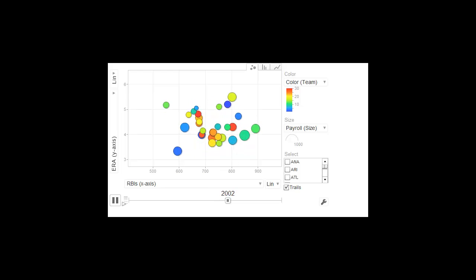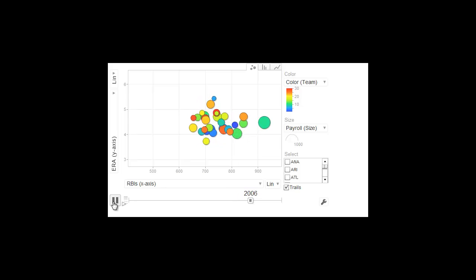After the recession of 2001 and 2002, and the crackdown on steroids starting in 2003, payrolls continued to grow. The RBI ERA profile of the league began to look more like before 1995. In 2007, 5 teams had more than 800 RBIs in a season. In 2012, none did.